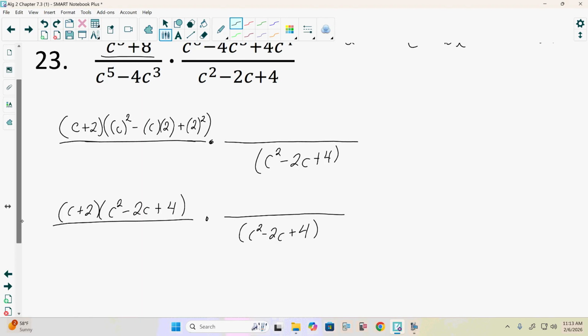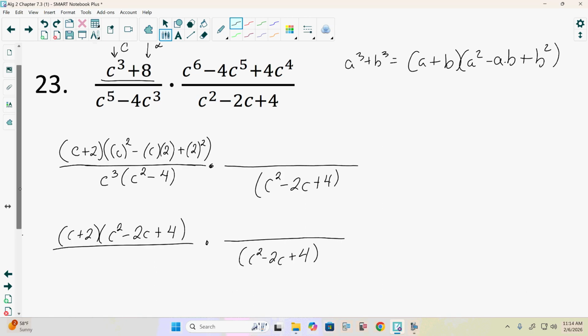We'll go to the one on bottom since it's right there. c to the 5th minus 4c to the 3rd. Is there a greatest common factor? There is. It is c cubed. Because if we factor c to the 3rd out of c to the 5th, we're left with c squared. And with our 4c cubed, we factor the c cubed out, we're left with 4.